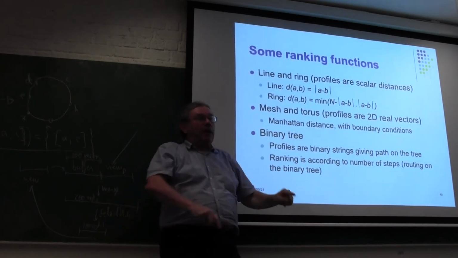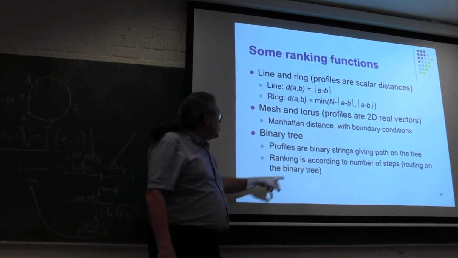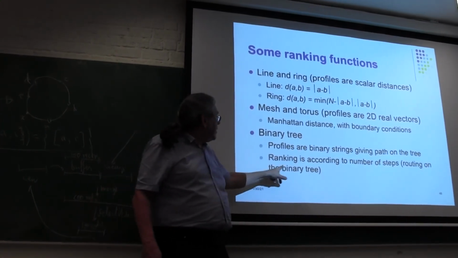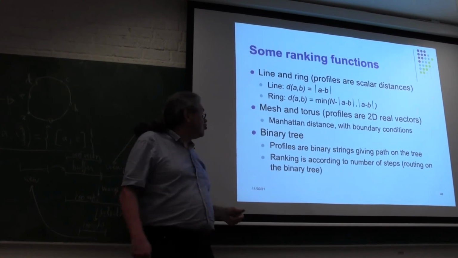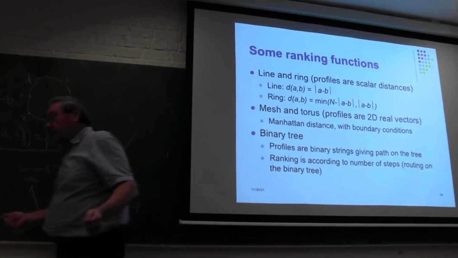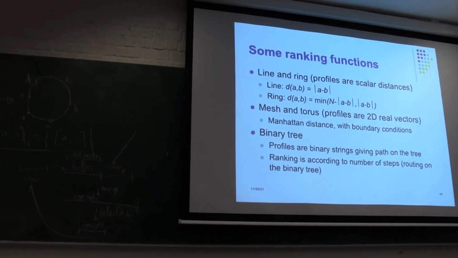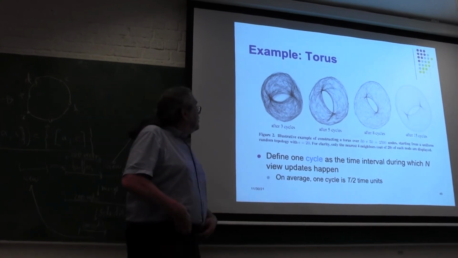Binary tree, and you have a path. You go up the tree, go down the tree, okay? So you have binary strings giving the path on the tree. And the ranking, the distance is how many steps, okay? Up or down, and the shortest one is the one with the shortest steps, okay? So you can do stuff like that. It's explained in the paper. And here's some experimental results.